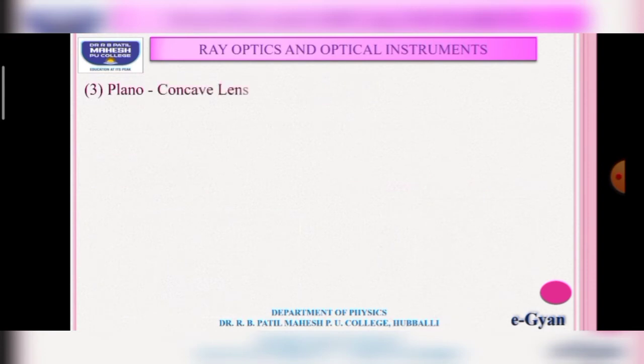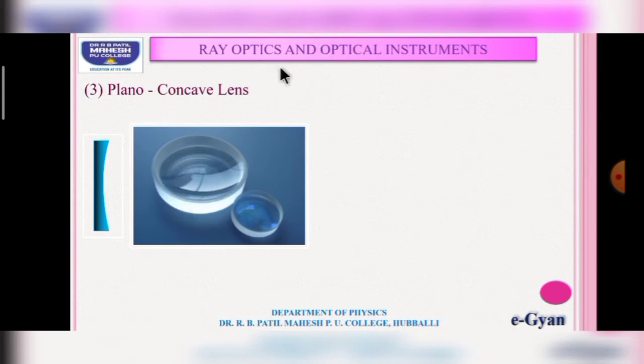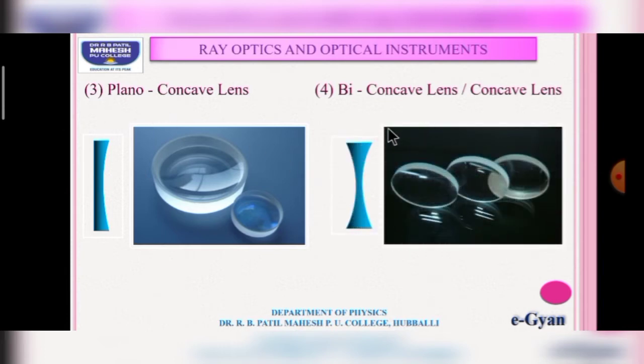Third, the plano-concave lens. This lens has two surfaces: one surface is plane and the other is concave in shape. It is curved, or spherical. It is concave in shape, hence this lens is called a plano-concave lens. Fourth, the biconcave lens or concave lens. Here both the surfaces are concave in shape, hence this lens is called a biconcave lens or concave lens.